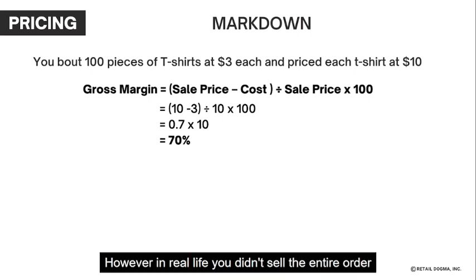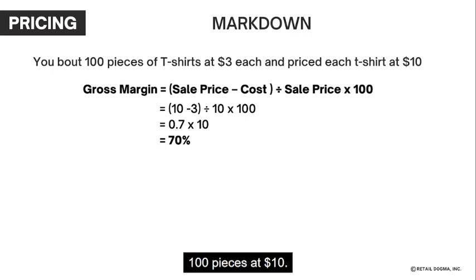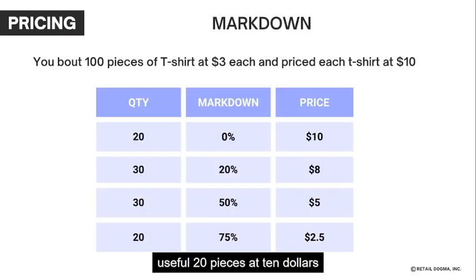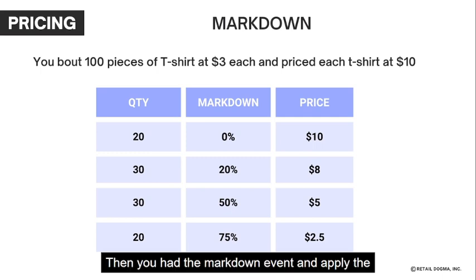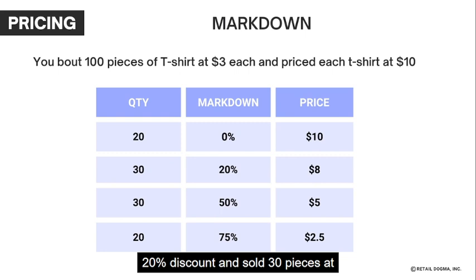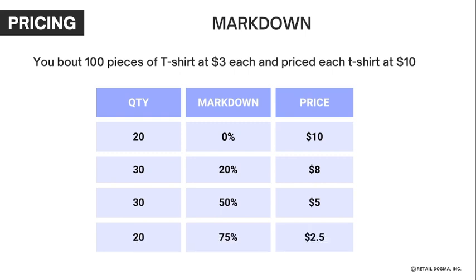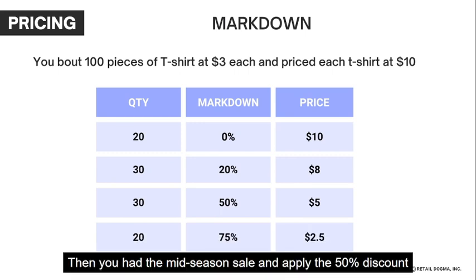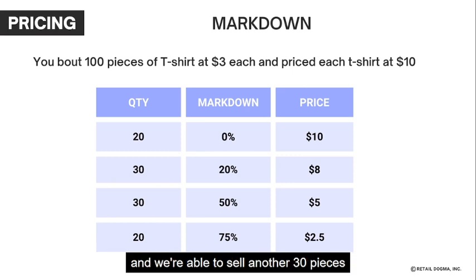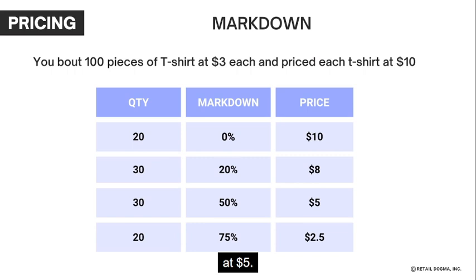However, in real life, you didn't sell the entire order 100 pieces at $10. You sold 20 pieces at $10, then you had a markdown event and applied a 20% discount and sold 30 pieces at $8. Then you had a mid-season sale and applied a 50% discount and were able to sell another 30 pieces at $5.